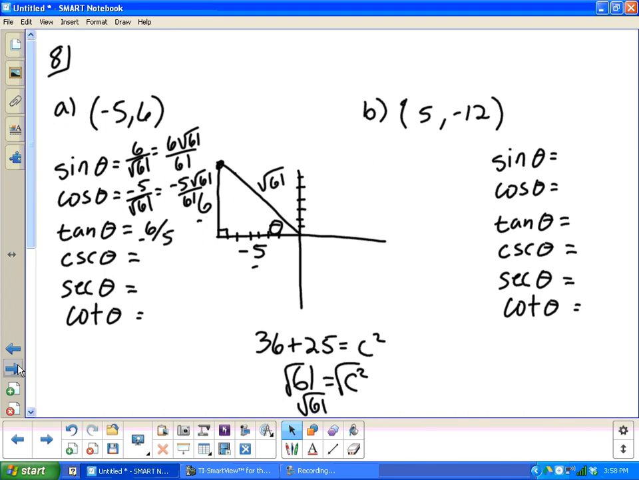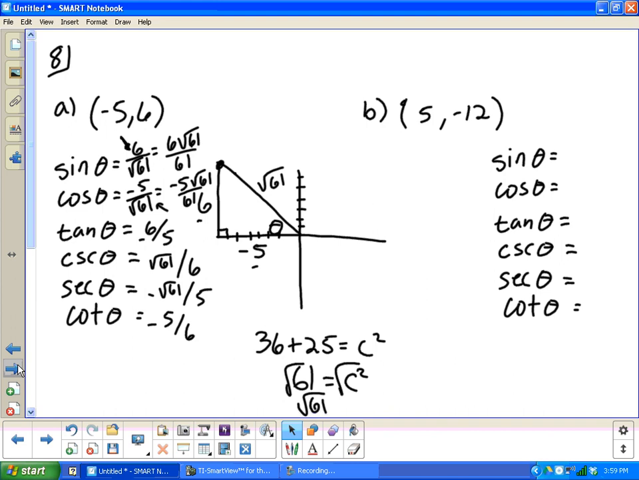Now, for my other three, we're just going to look at the reciprocal. So for cosecant, I'm going to look at sine, and I'm going to take the reciprocal. Oh, I don't have to rationalize here. So if I take my reciprocal of sine here, the square root is going to be on the top. So I'm going to do that one. It would be square root of 61 over 6. And then secant is going to be the reciprocal for my cosine right there. And so I'm at negative square root of 61 over 5. And then cotangent is the reciprocal of tangent. So it's just going to be negative 5 over 6.